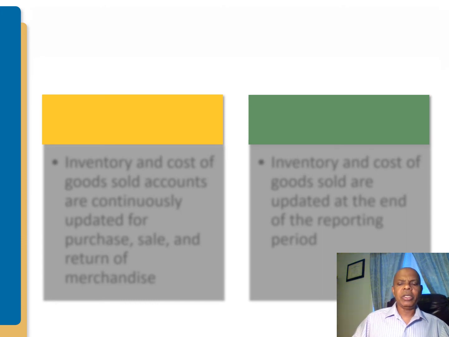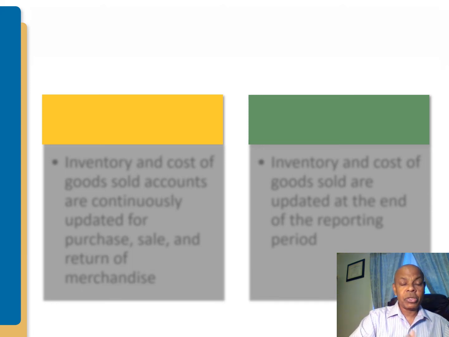Now we're looking at two different types of inventory systems: the perpetual inventory system companies use sometimes, or the periodic inventory system. What is the difference between those two? For the most part now, with all these very sophisticated computerized systems, people use the perpetual inventory system. Inventory and cost of goods sold accounts are continuously updated for purchase, sale, and return of merchandise. As soon as you scan the item, you get updated, right?